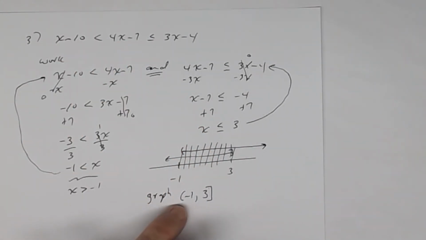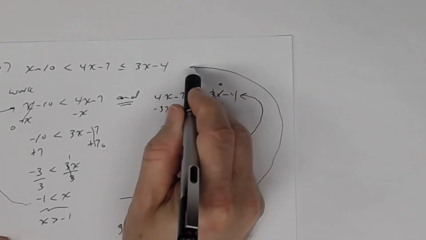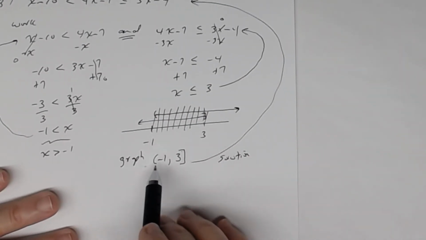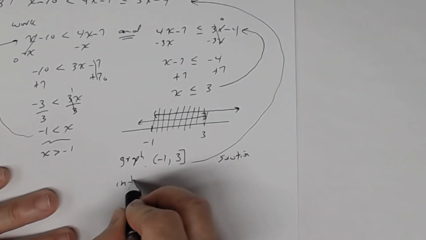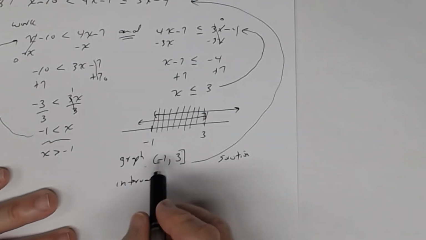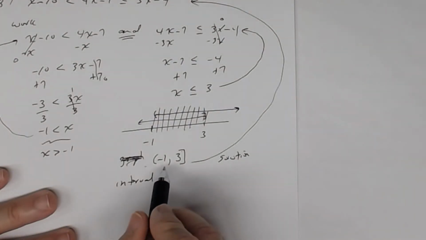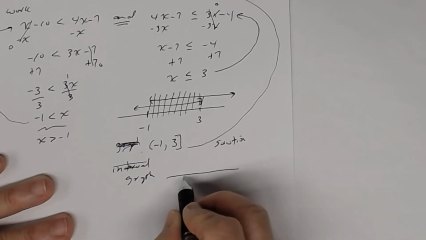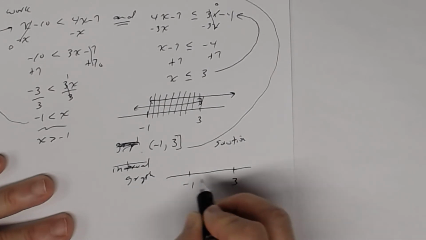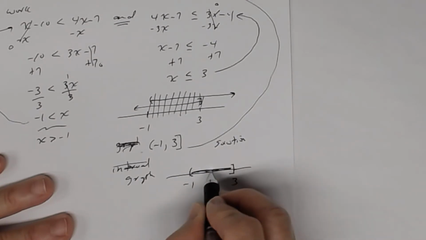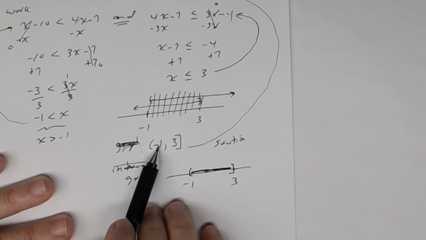All right, so that's the graph of this. This right here is a solution to this compound inequality. So that's your solution written as a graph. In interval notation, that's pretty easy to do. The graph is this. Here's negative 1, here's 3, parenthesis, bracket. That's your graph. Make sure you shade in everything between, right? So that's your interval notation.